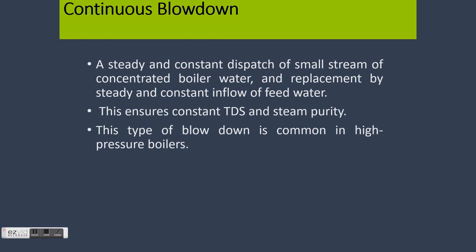Continuous blowdown. There is a steady and constant dispatch of a small stream of concentrated boiler water, and replacement by a steady and constant inflow of feed water. This ensures constant TDS and steam purity at a given steam load. Once the blowdown valve is set for given conditions, there is no need for regular operator intervention. Even though large quantities of heat are wasted, opportunity exists for recovering this heat by blowing into a flash tank and generating flash steam.